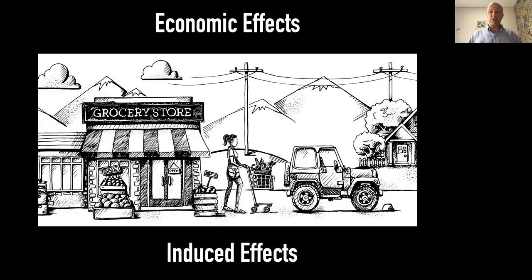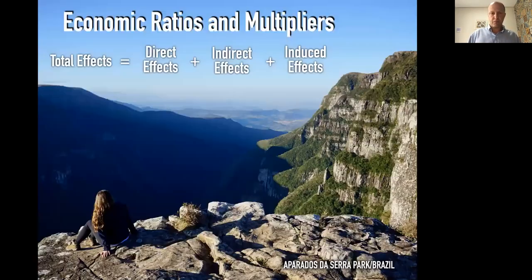Also, we consider the induced effects, which are the effects that come from the money spent by the owner of the restaurant and, in this case, her employees in the local economy. The money that they use to buy food, to put gas in the tank, and so on. So the money that comes from salaries and wages and profits that circulates in the local economy. These are the induced effects.